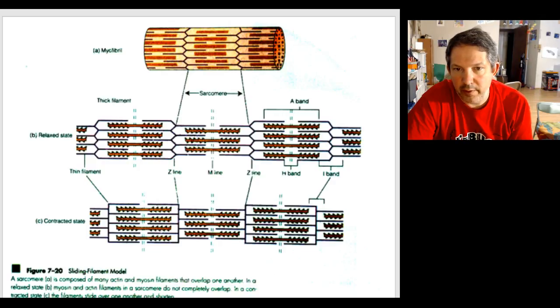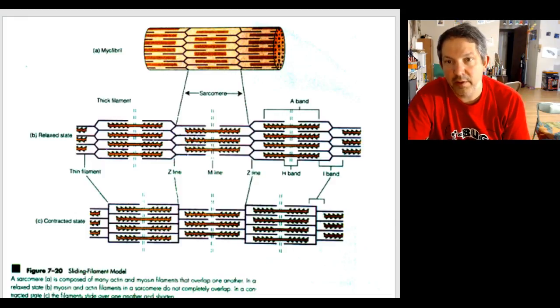Well, the shape of the Z line changed, but more importantly, the amount of overlap changed. So this is very subtle here, but the actin filaments were pulled closer to the middle of each sarcomere. And yes, some of the bands get narrower, and some of the bands get thicker.